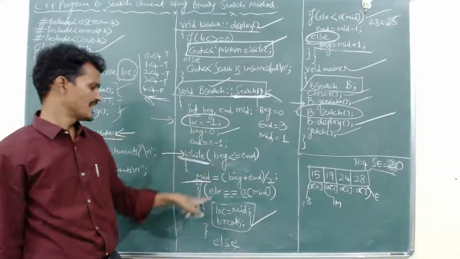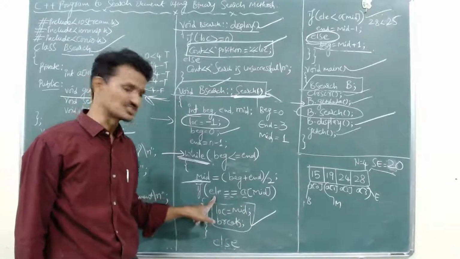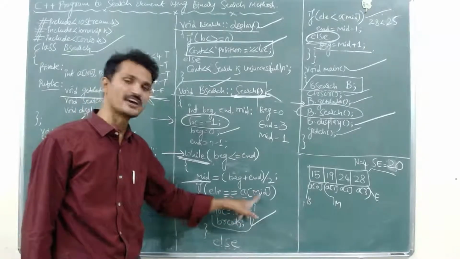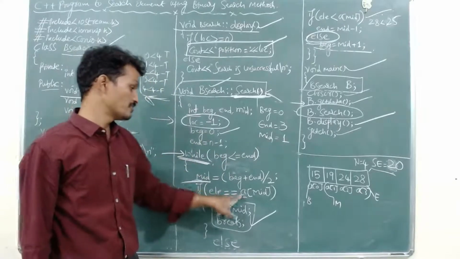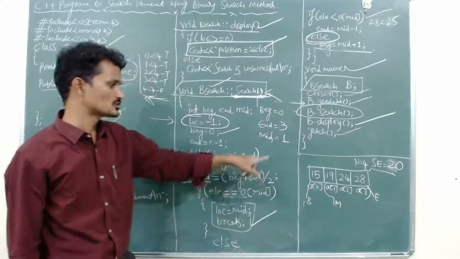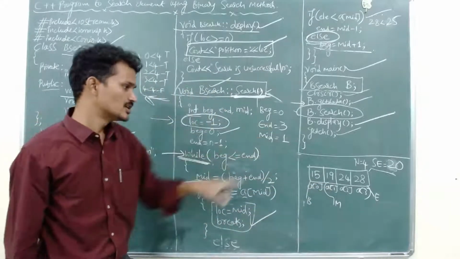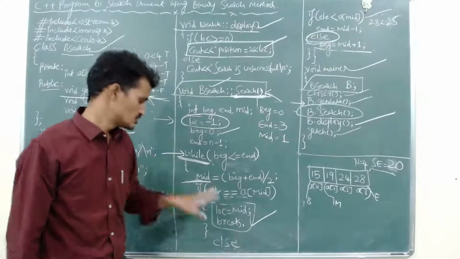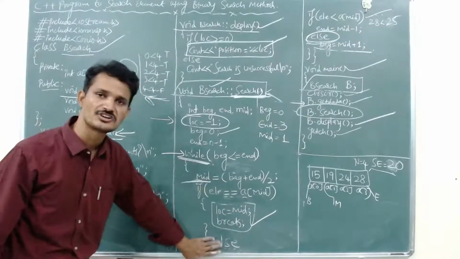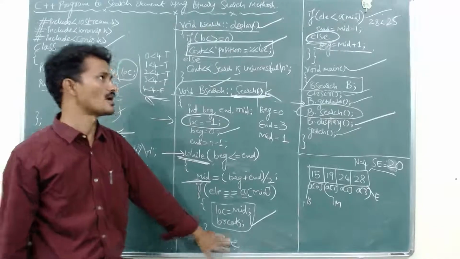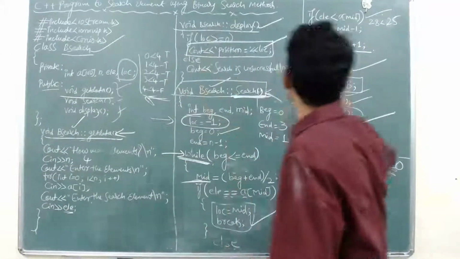Okay. The next one, condition: if element is equal to A of mid. Element is nothing but the searching element. Searching element is equal to A of mid. A of mid means A of 1. What is the value stored in A of 1? 19. Searching element is 20. 20 is equal to 19. Condition false. Condition false means I am going to execute the else part. So it comes here.